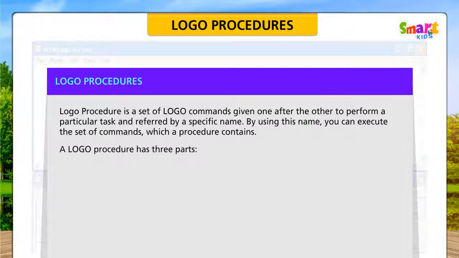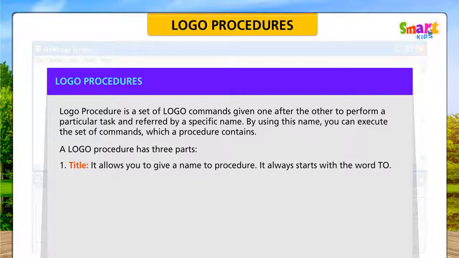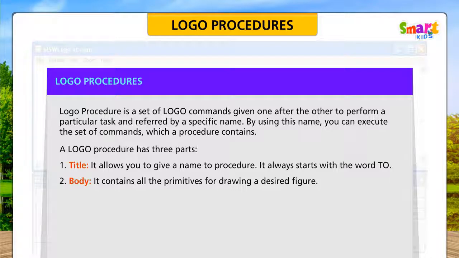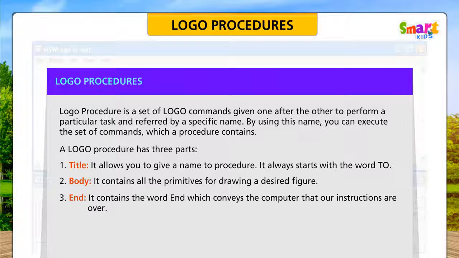A logo procedure has three parts. 1. Title. It allows you to give a name to the procedure. It always starts with the word TO. 2. Body. It contains all the primitives for drawing a desired picture. 3. End. It contains the word END, which conveys to the computer that our instructions are over.